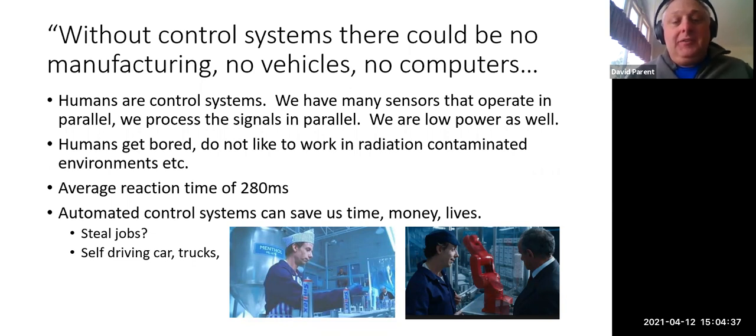Now, you're a control system, and you have a lot of sensors and you can operate in parallel and process signals in parallel. Believe it or not, for the amount of calculations your brain does, it's actually very low power. Really, the amount of power we use is kind of independent of how hard we're thinking. The power we use is just to maintain our body temperature.